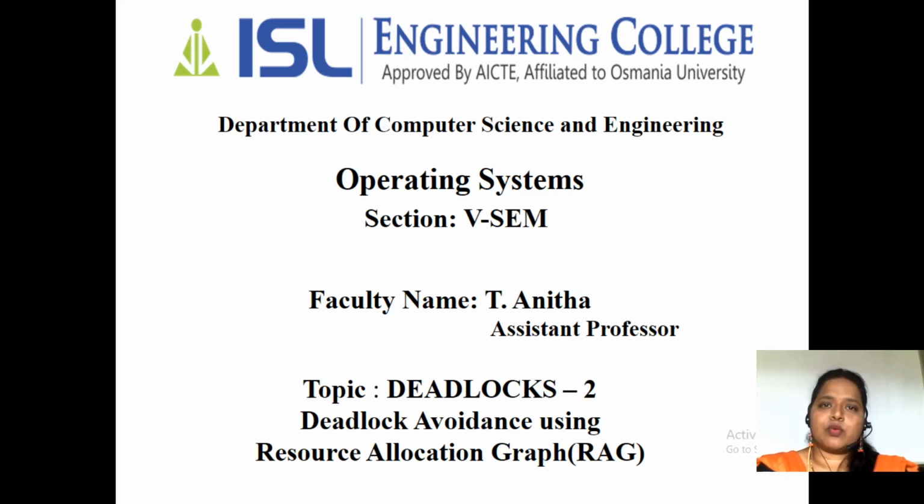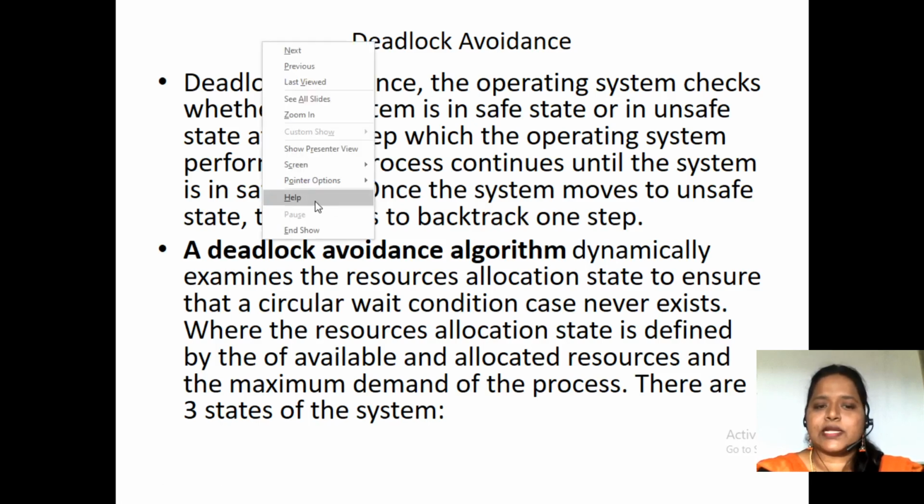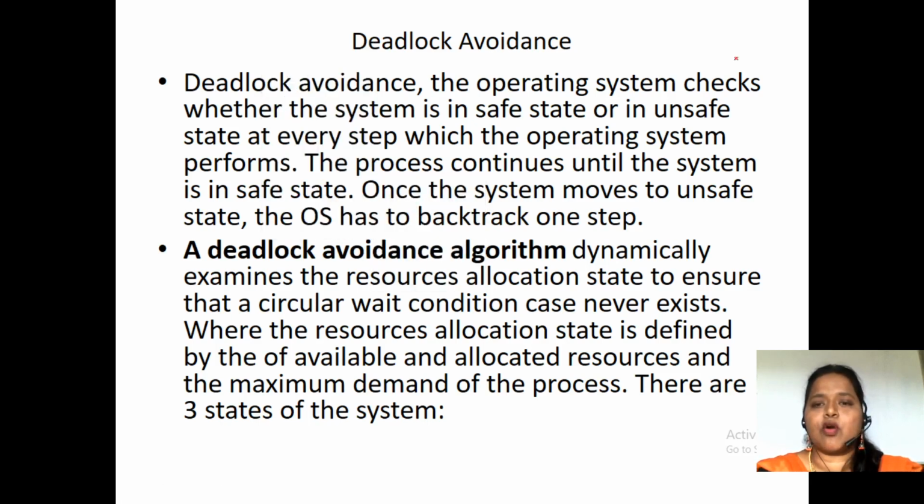How are we going to avoid it? By making use of the resource allocation graph, which we are going to learn today. The banker's algorithm will also be there. Today we'll look at how we avoid a deadlock using the resource allocation graph. Deadlock avoidance means the operating system always has to check whether the system is in a deadlock situation or not. In this deadlock avoidance terminology, we can say that there are two different states.